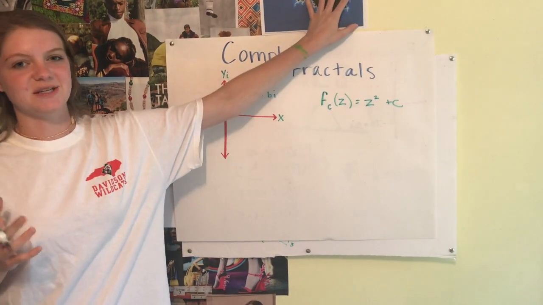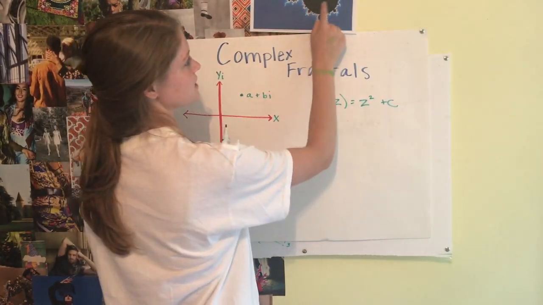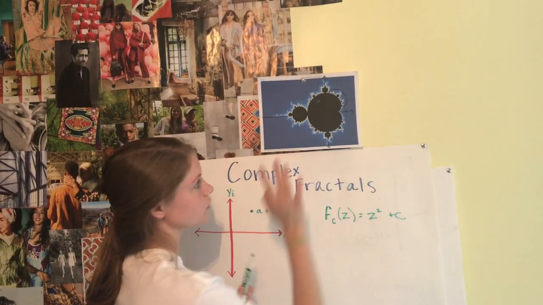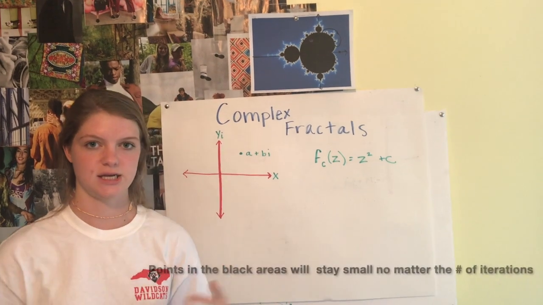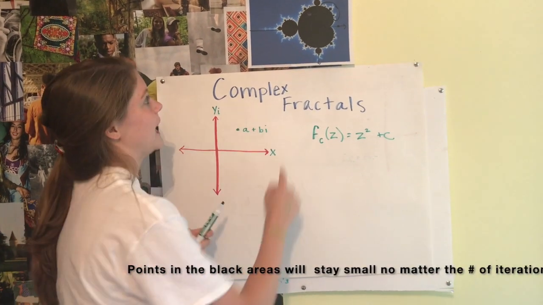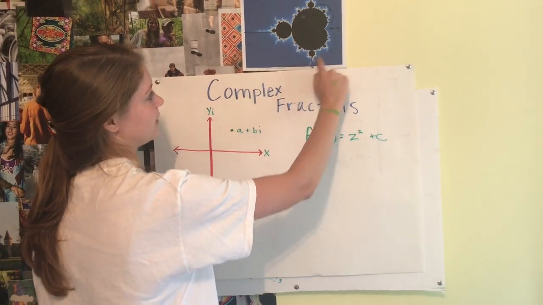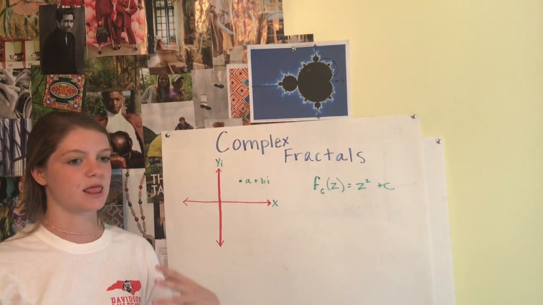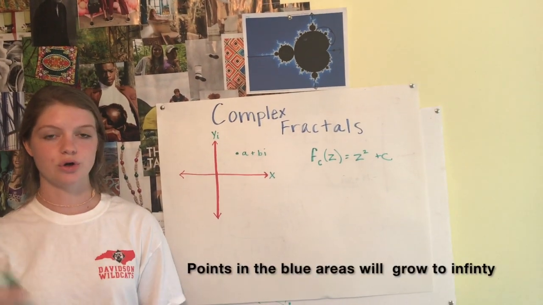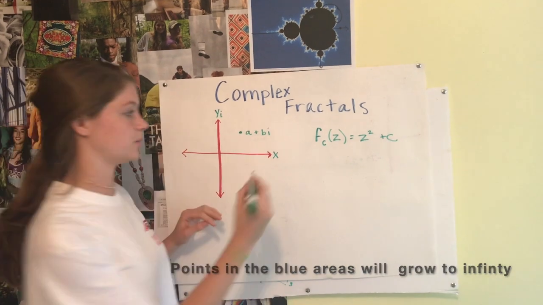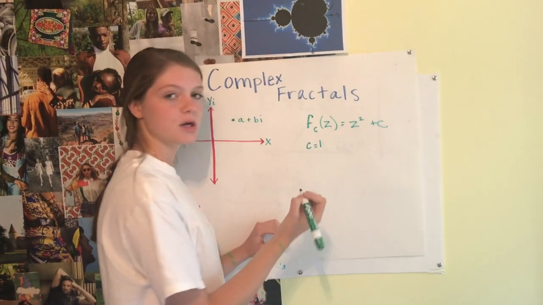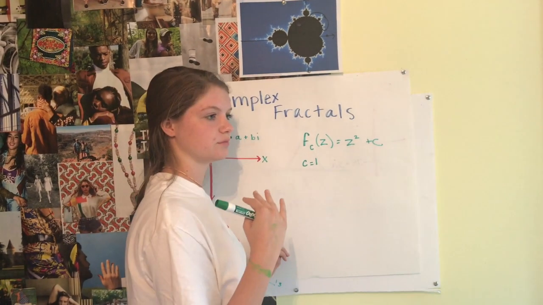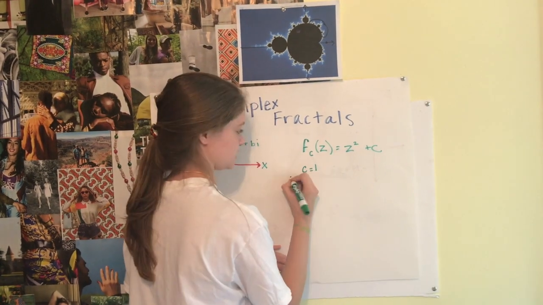This applies to the Mandelbrot set, saying that the values inside of here, when placed into this recursive function, will never exceed the number 2. However, these values out here that are shaded in blue symbolize the values that will go to infinity. For example, when c is equal to 1, the Mandelbrot set reiterates like this, starting with 0.